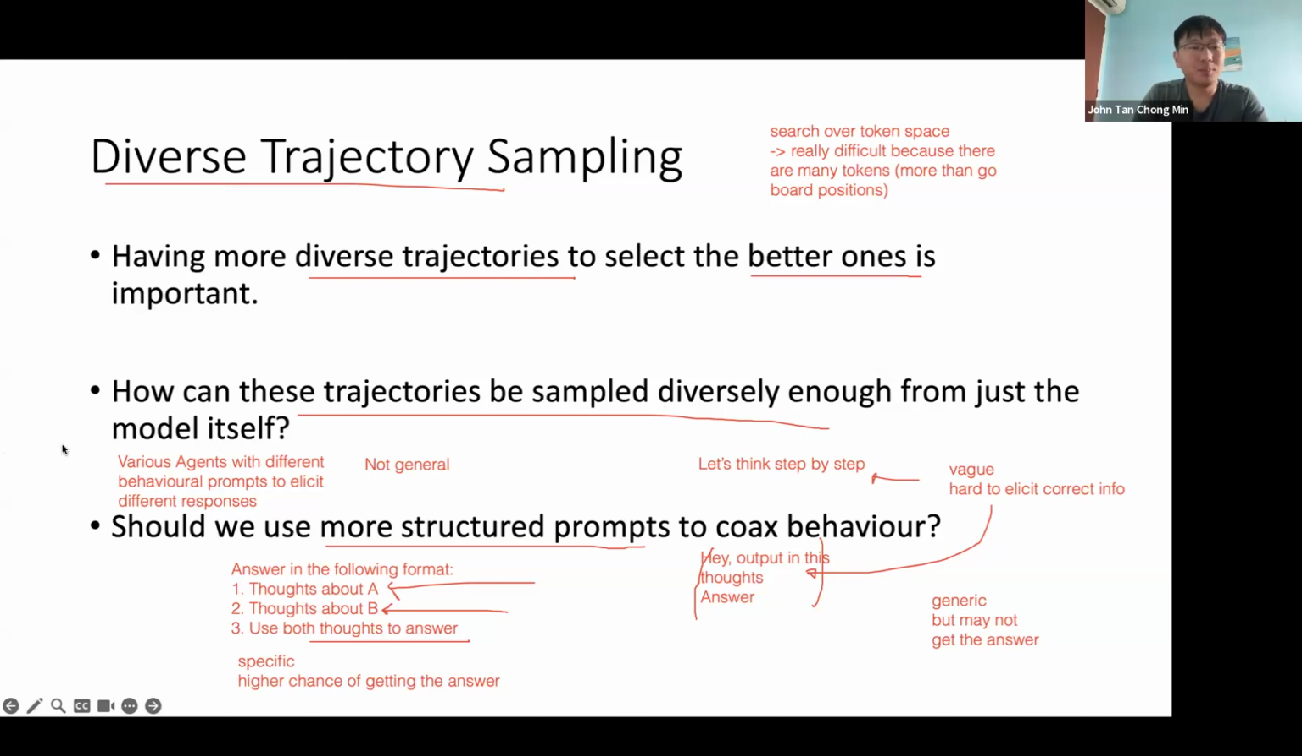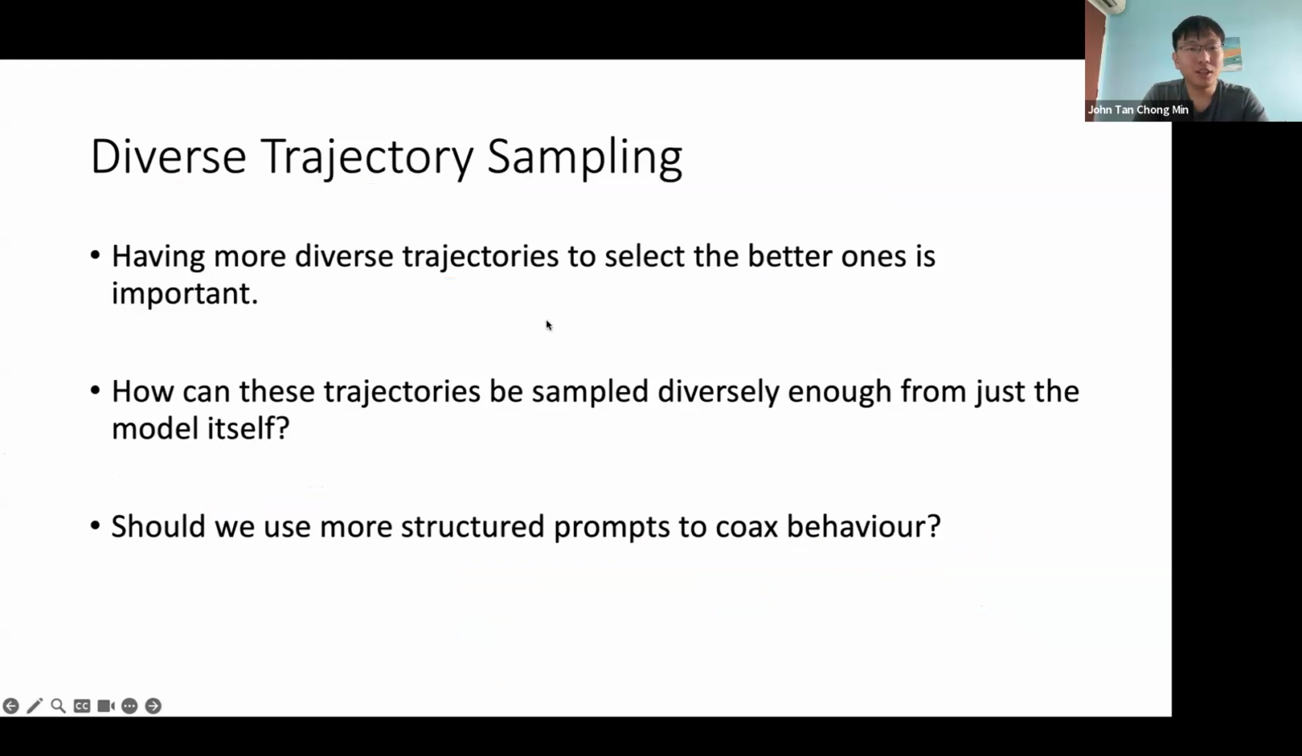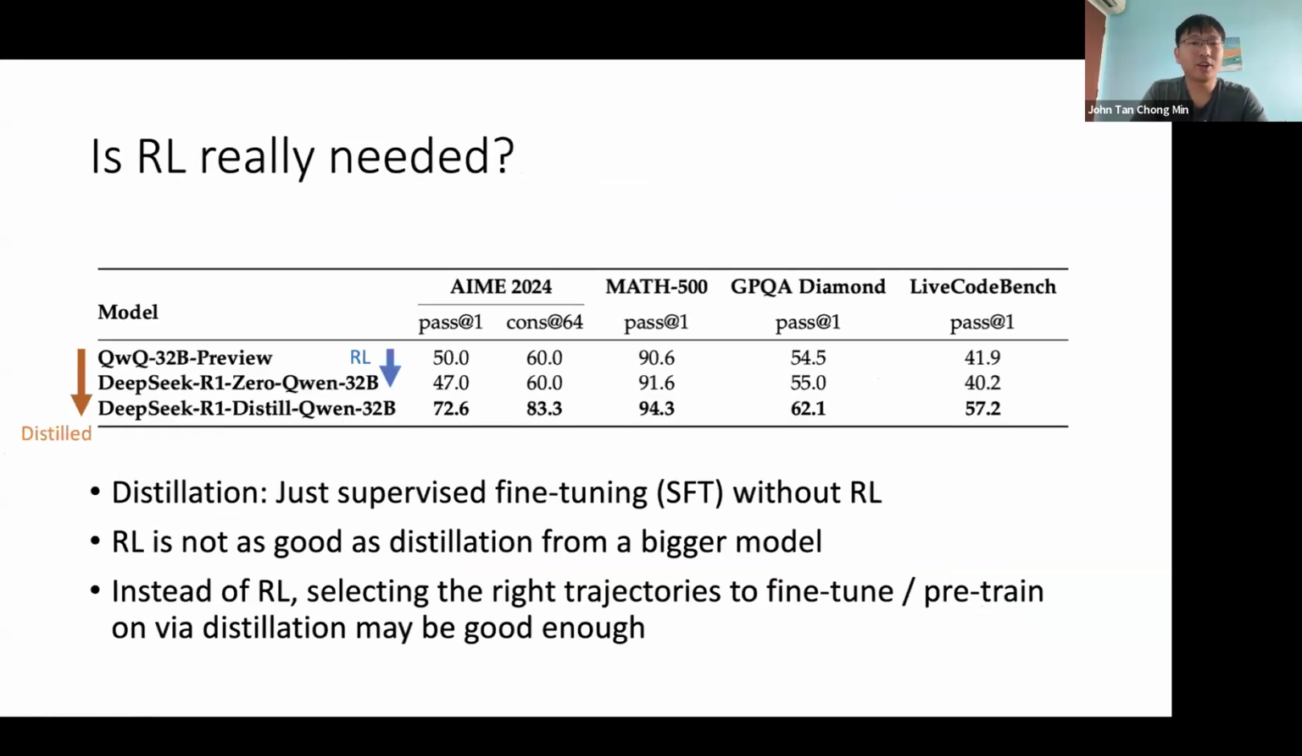So you start to see a common thread here, right? You need the right trajectories to sample so that you can reinforce the correct ones. But must we do reinforcement learning? That's the question, all right? Is RL really needed? Oh, nice, exactly my thoughts indeed. So, is RL really needed? All right, just take a look at this Qwen model.